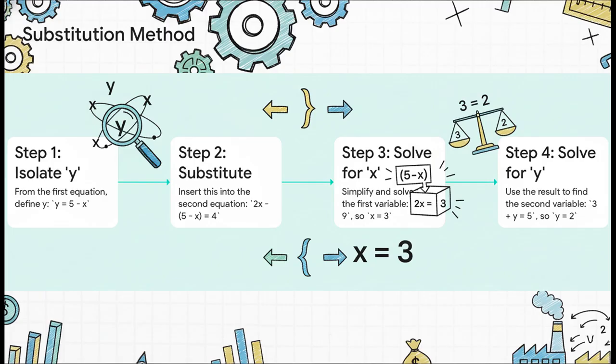This is the key move because, boom, we've just turned a problem with 2 variables into a much simpler problem with only 1. Now it's just algebra. And you have to be careful here. This is where students often mess up.